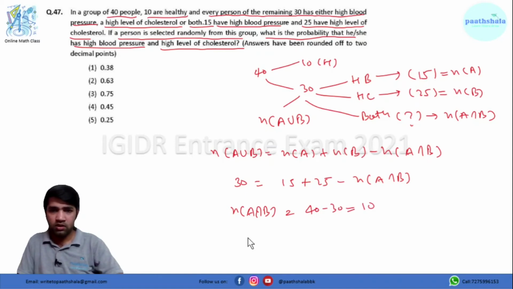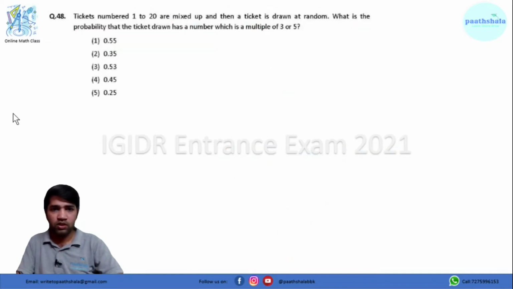so this is 10. So for our required probability, the favorable cases are 10, and we are selecting from the 40 people, so total cases are 40. This will be 1 by 4, that is 0.25. So option 5 is the right option. Now let's move to the next question.